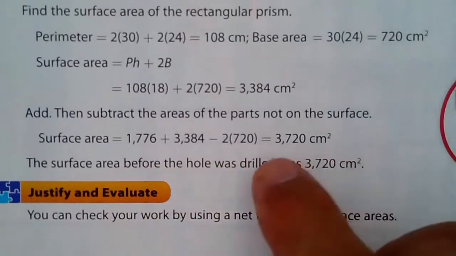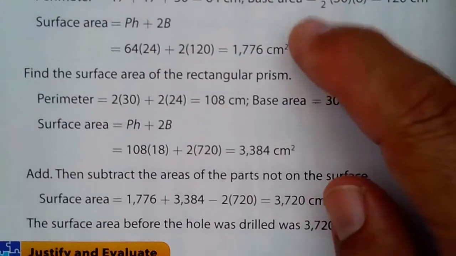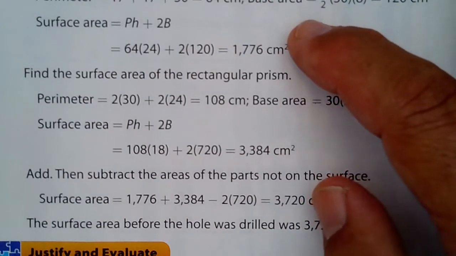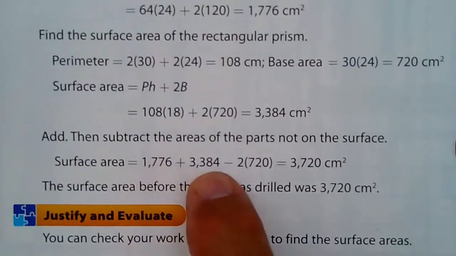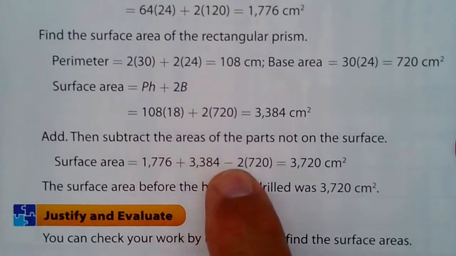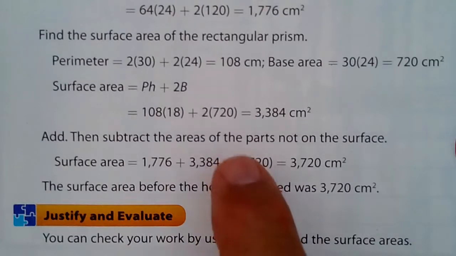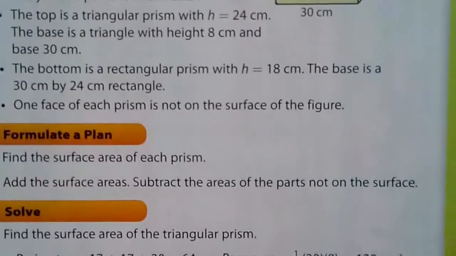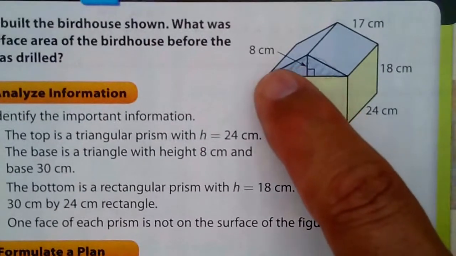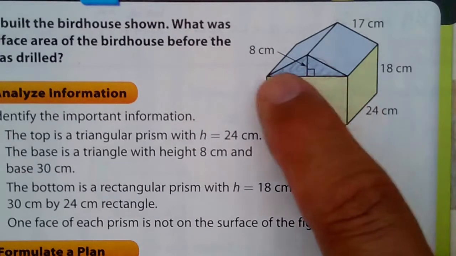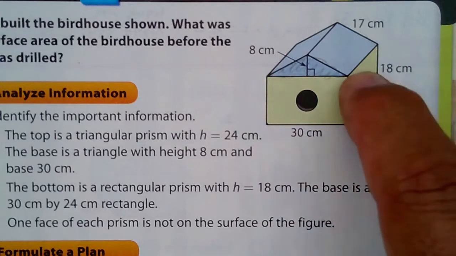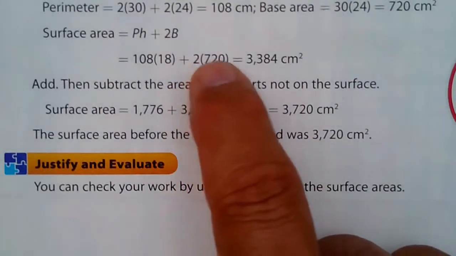So we're adding up our 2 surface areas, the triangular prism and the rectangular prism. So we add these 2 together, and we're adding them, but we have to subtract 2 times 720. Why do we have to subtract 2 times 720? Well, you have to remember that the bottom of the blue and the top of the green are overlapping, and the area of 30 times 24 is 720. So there's 2 of those. That's why we're subtracting 2 of those overlapping areas.